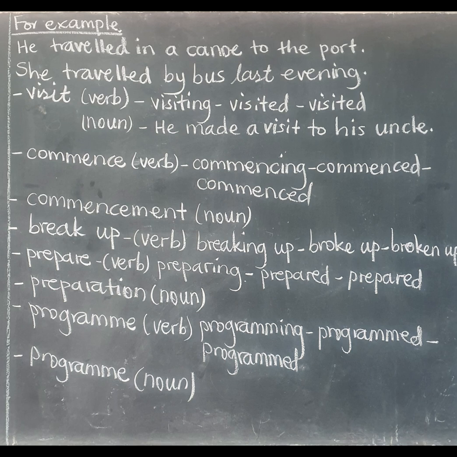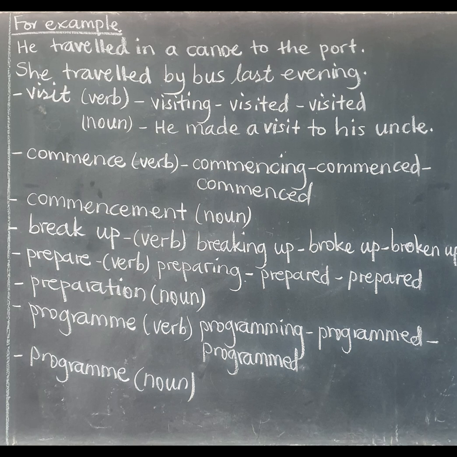We have another one, which is program. Program is both a verb and a noun. The first one, which is a verb, is program. We say program, programming, programmed. So the pronunciation varies. As the verb, program is P-R-O-G-R-A-M-M-E, that is to program.